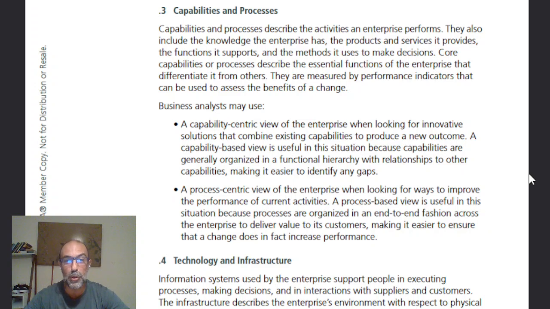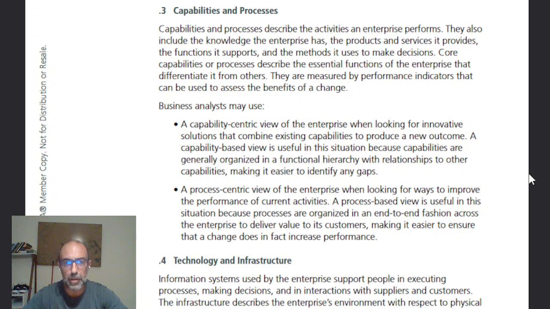Capabilities and processes describe the activities an enterprise performs. They also include the knowledge the enterprise has, the products and services it provides, the functions it supports, and the methods it uses to make decisions. Of course, right? That's basically the documentation of how the company does things. Core capabilities or processes describe the essential functions of an enterprise that differentiate it from others. They are measured by performance indicators that can be used to assess the benefits of change.